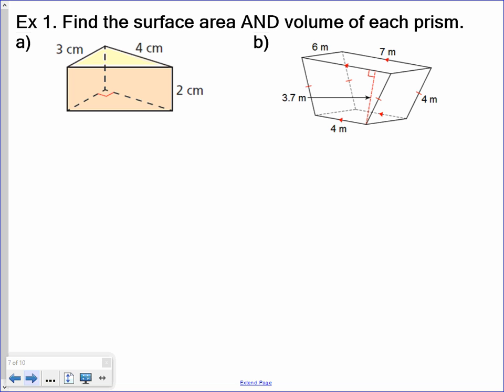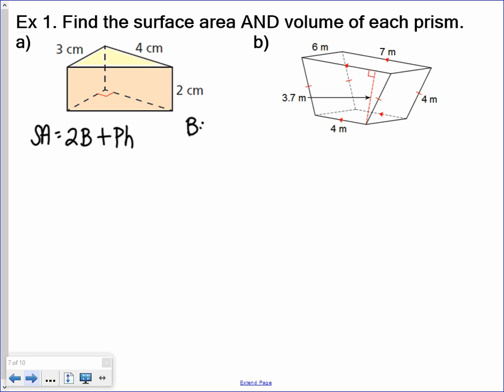All right. So we have, here's our formula. Let's do surface area first. Surface area formula is 2B plus PH. 2 areas of the bases plus the perimeter times the height. So capital B is the area of your base. Let's start there. What's the shape of the base in this first problem?